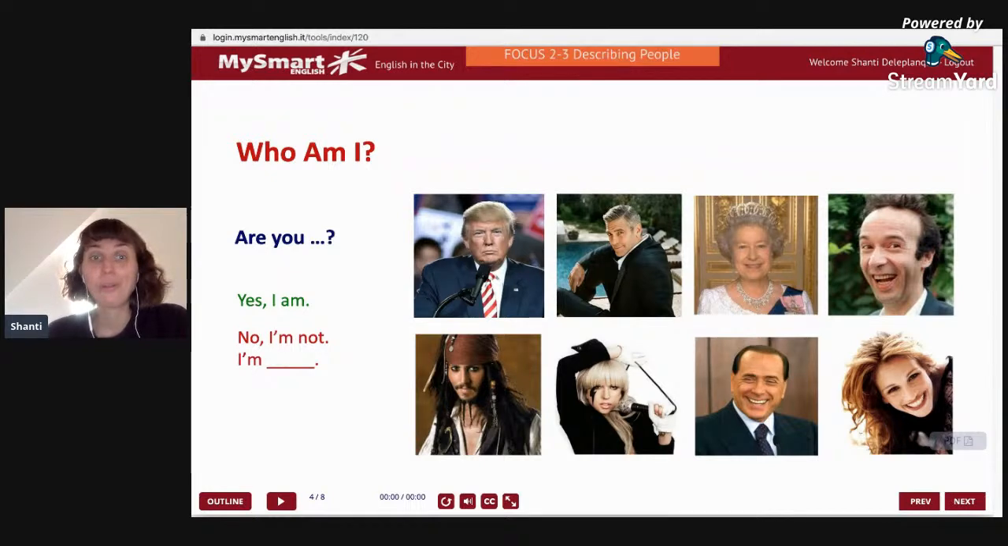So we have only 4 options on the pictures. 4 options. No, we have Trump, we have George Clooney, we have Roberto Benigni, and we have Berlusconi. These are your 4 options. Who am I?